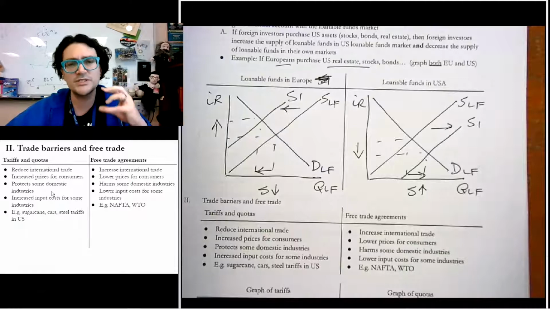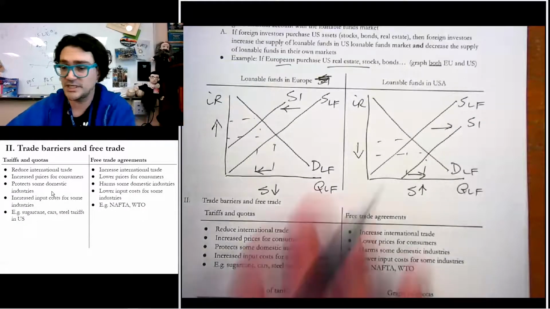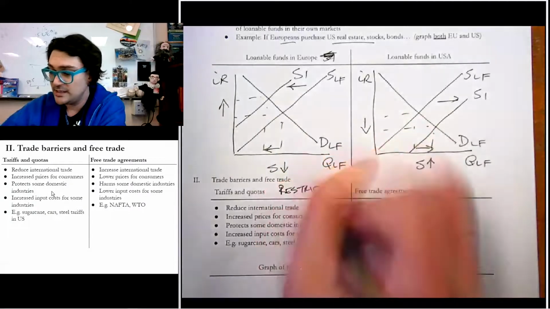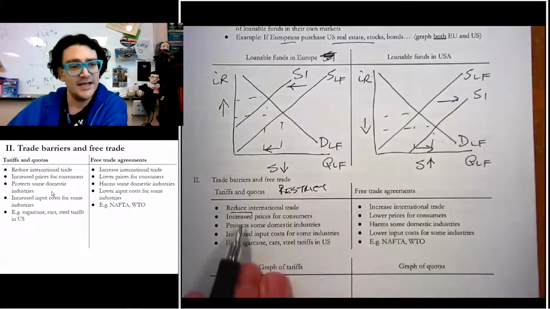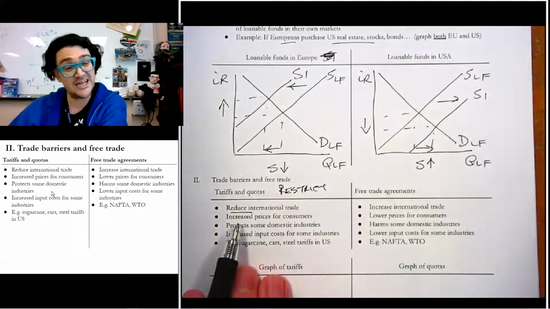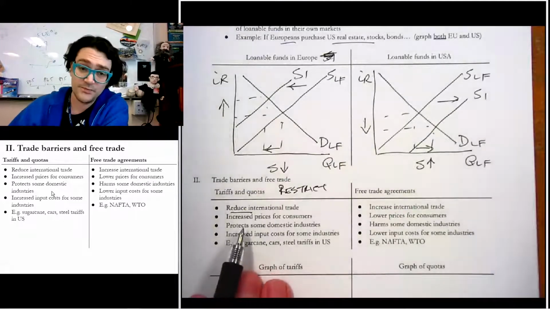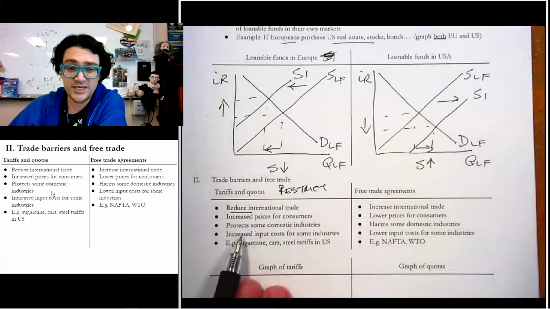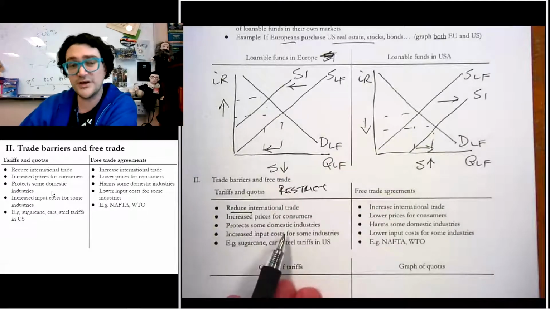So tariffs and quotas are what we call trade barriers. These things restrict trade, so they reduce international trade, and they have some effects. They make prices higher for consumers, but the goal of both of these is to protect domestic industries. And it typically can also affect the input costs for other industries.